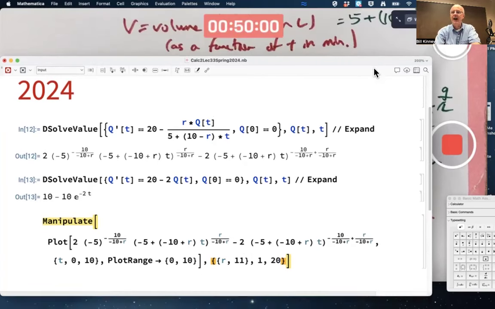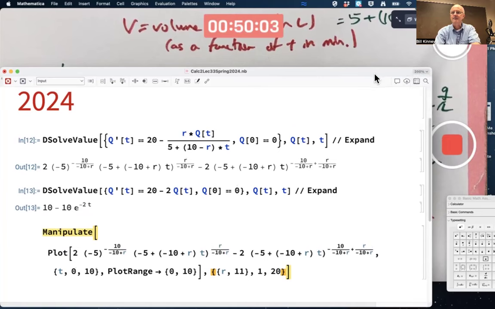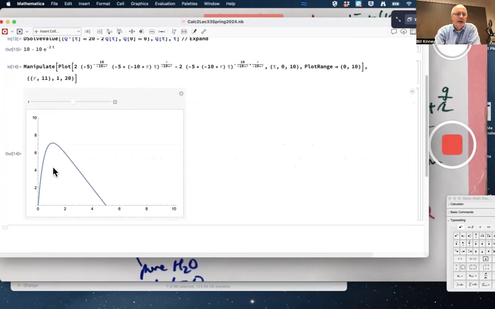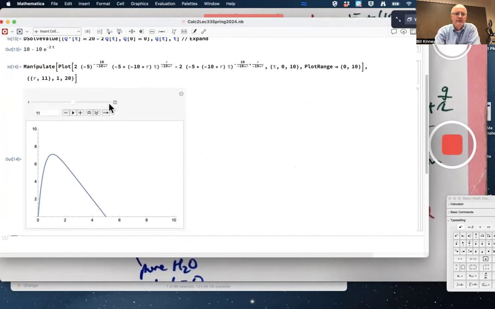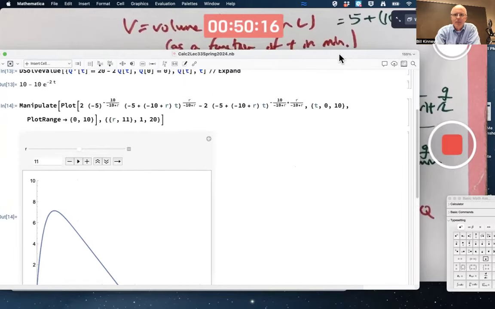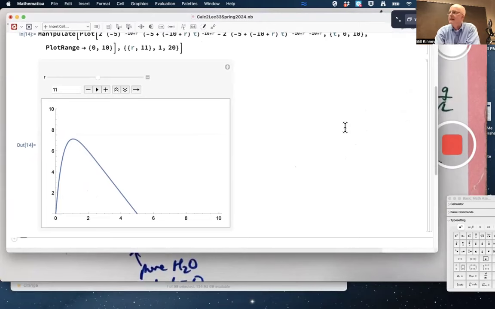Water is leaving faster than it enters. What does that mean about the graph? It increases before it decreases. That's what it means. Wait, does that make sense? Why would the graph of the amount of salt increase before decreasing? The water level starts out at 5 liters. Salt water is flowing in, but also mixture is flowing out. Salt water is flowing out. It's flowing out faster than it's flowing in. The water level's got to go down.